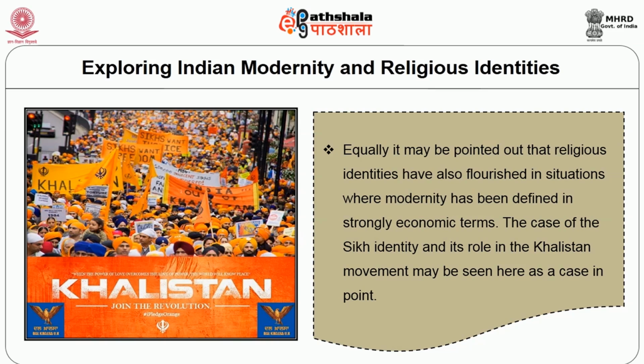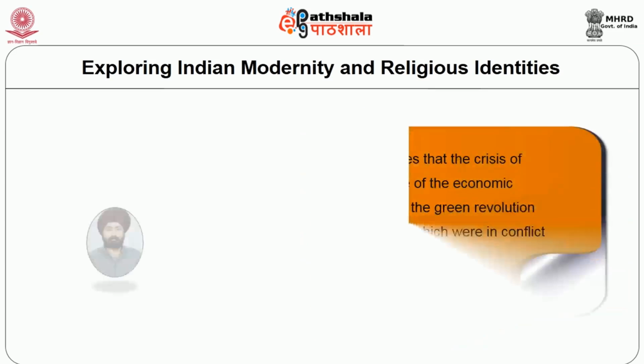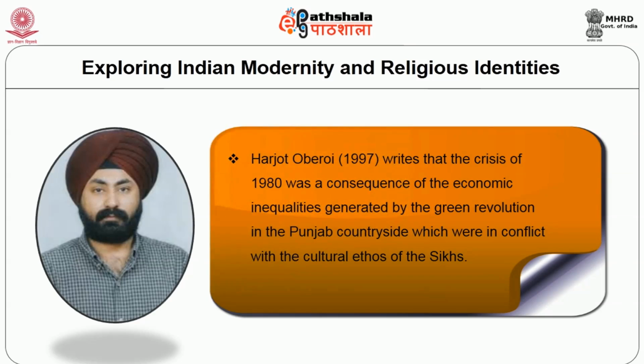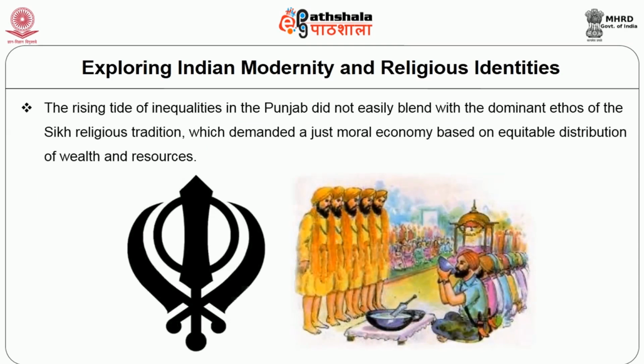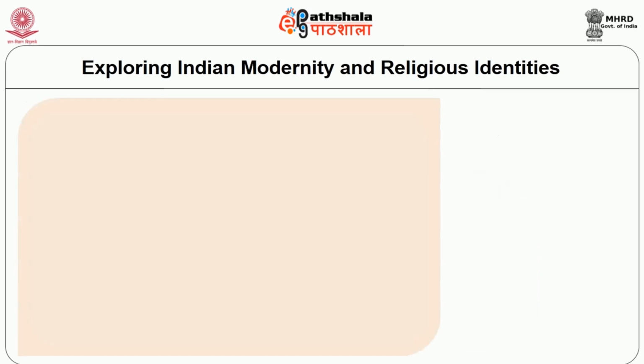The Sikh identity and its role in the Khalistan movement may be seen here as a case in point. Harjot Oberoi writes that the crisis of the 1980s was a consequence of the economic inequalities generated by the Green Revolution in the Punjab countryside, which were in conflict with the cultural ethos of the Sikhs. The rising tide of inequalities in the Punjab did not easily blend with the dominant ethos of Sikh religious tradition, which demanded a just moral economy based on equitable distribution of wealth and resources.